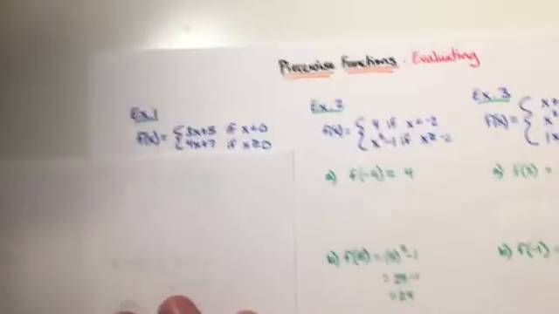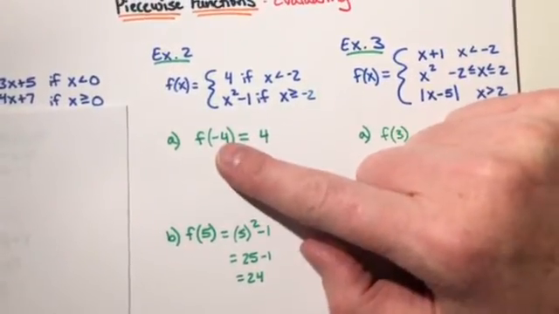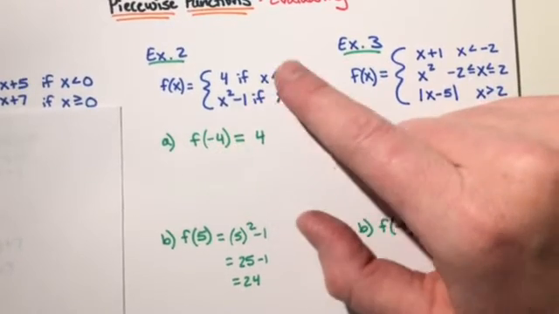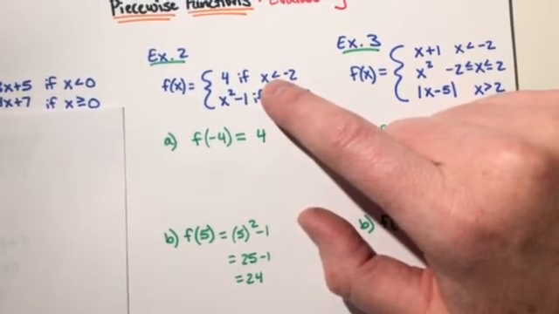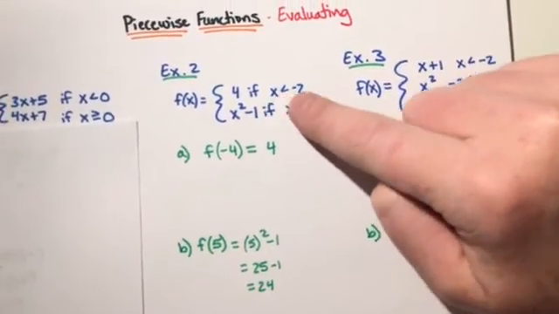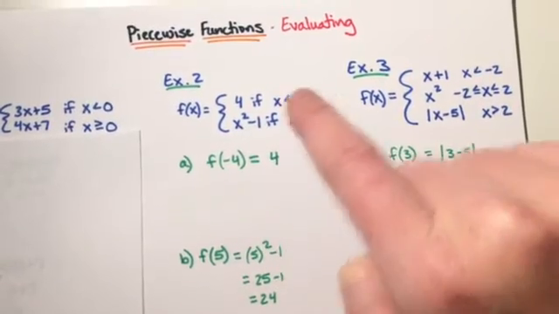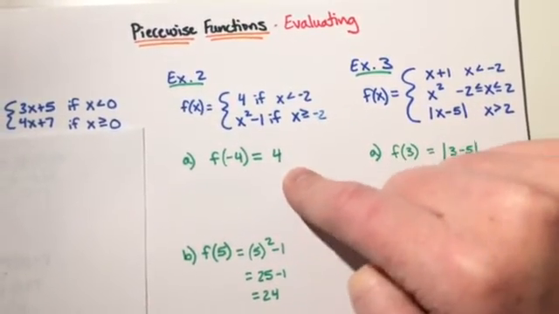Let's look at example 2. So given this piecewise function, we're asked to find f of negative 4. So negative 4 would be in the domain where x is less than negative 2. But for all values where x is less than negative 2, it's just equal to 4. So no matter what we're asked to find that's less than negative 2, it'll just equal 4.